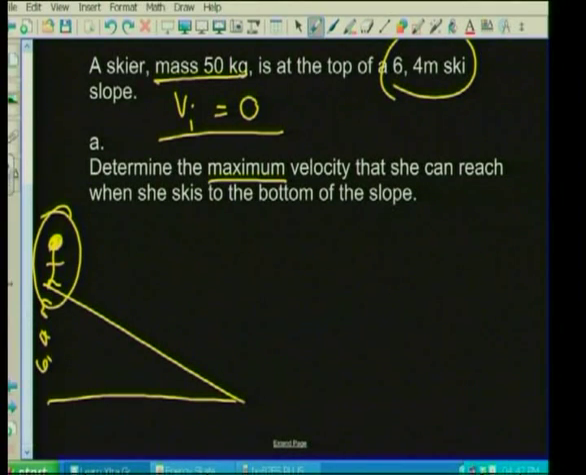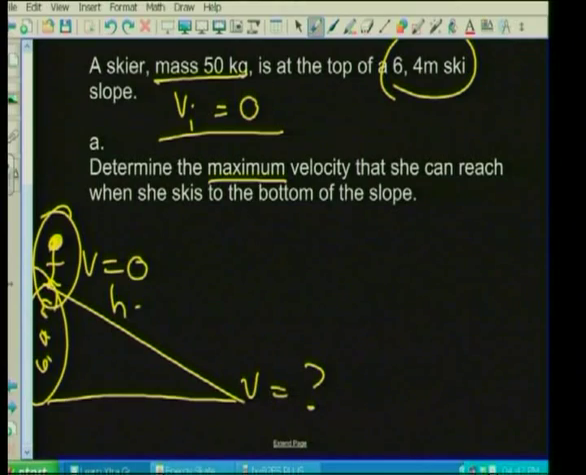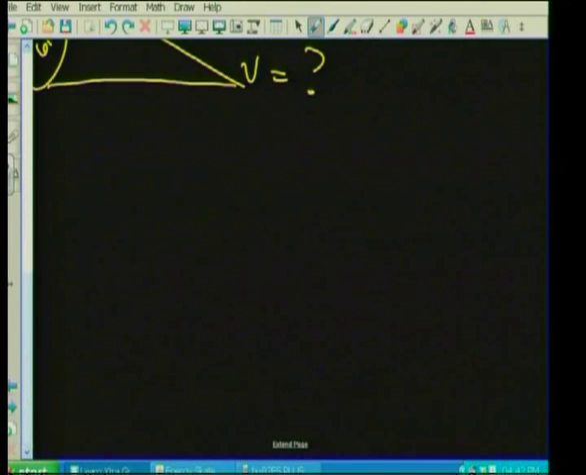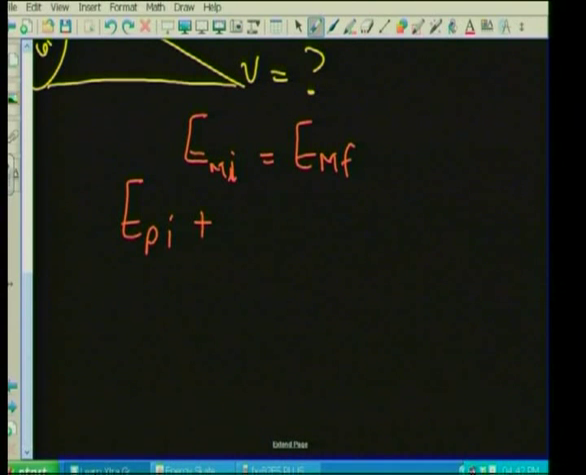So what do we know? We know at the top, velocity is 0, and we want to know what the velocity is when she gets to the bottom. We know height. So we can do this. Of course we can. Mechanical energy initially is equal to her mechanical energy finally, which means her initial potential plus her initial kinetic is equal to her final potential plus her final kinetic.